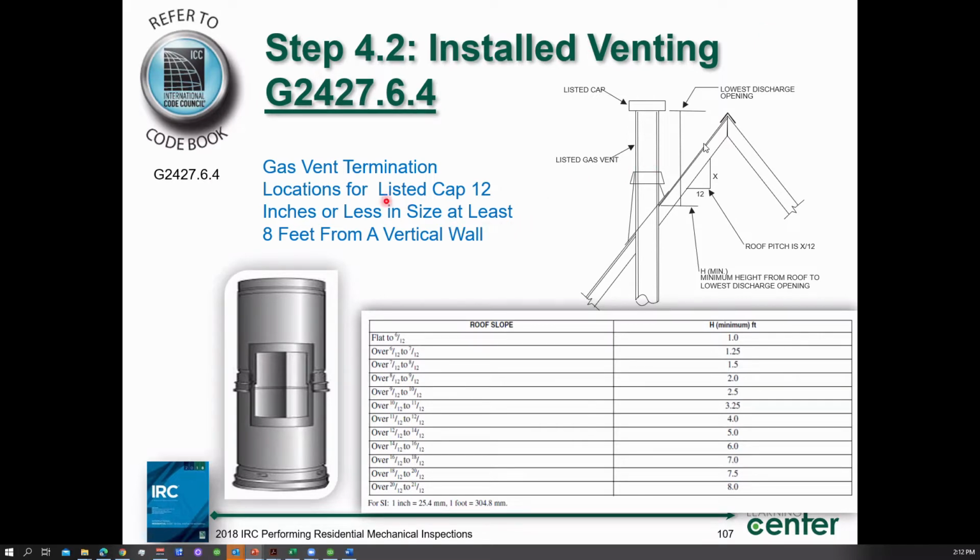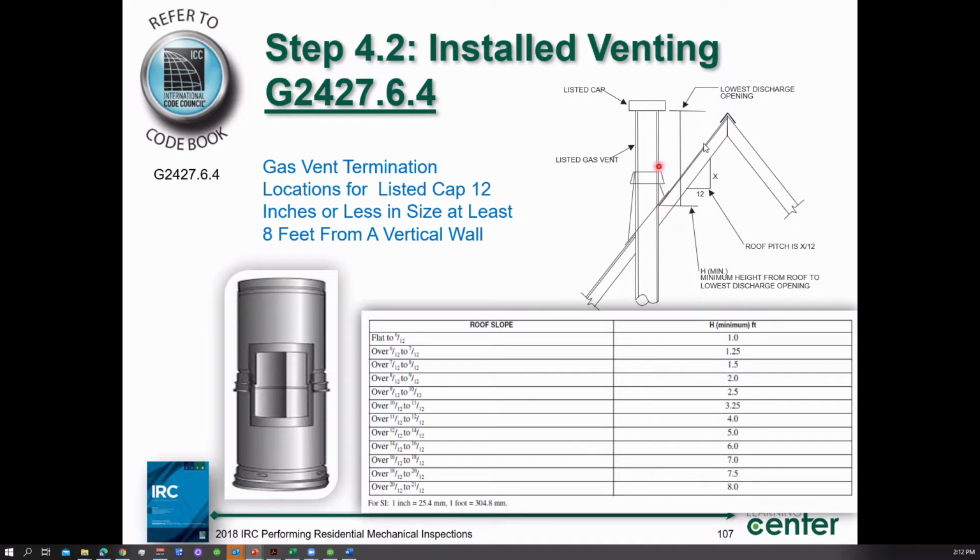2427.6.4. Now this table is for listed caps that are 12 inches or less in size and at least 8 feet from a vertical wall. So what does that mean? Well, that means where I penetrate through the roof at the highest point. In this case, it's a sloped roof. This is a gas appliance in a B vent. I'll measure from the highest point here.